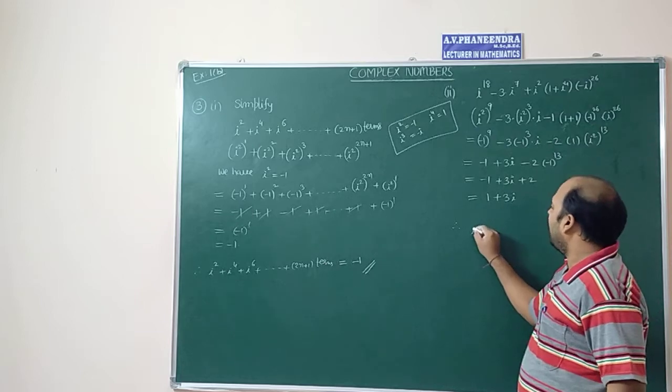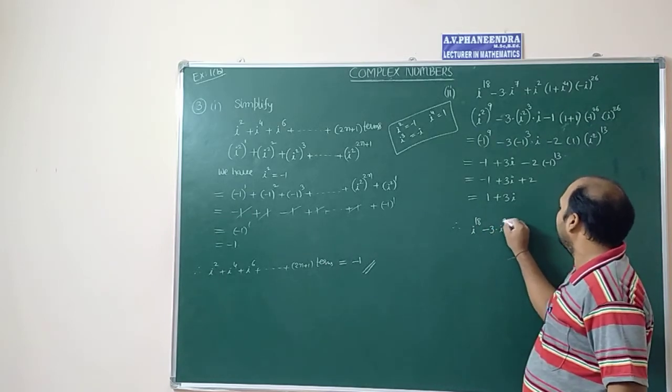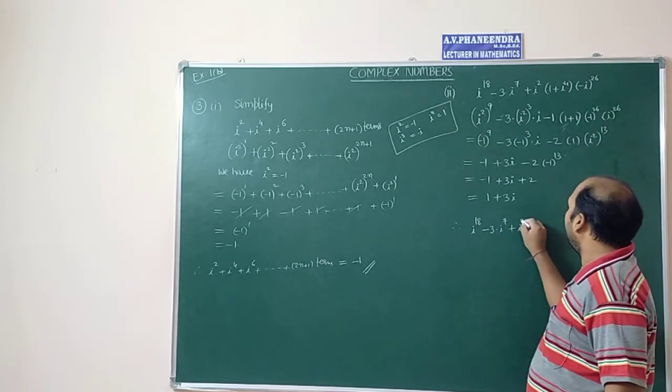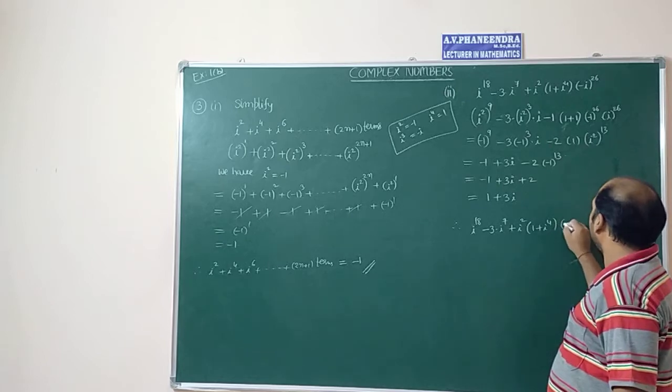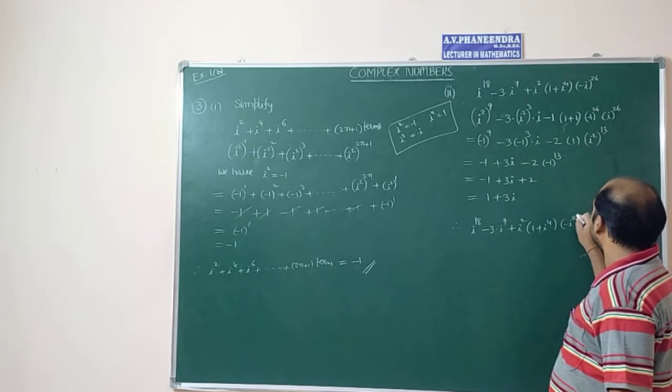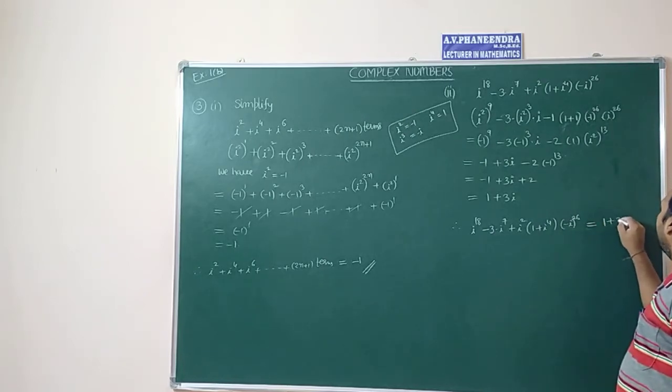Therefore, i power 18 minus 3 into i power 7 plus i square into 1 plus i power 4 into minus i power 26 is equal to 1 plus 3i.